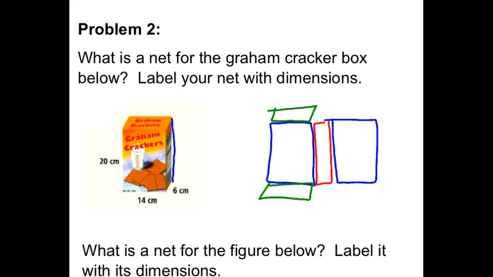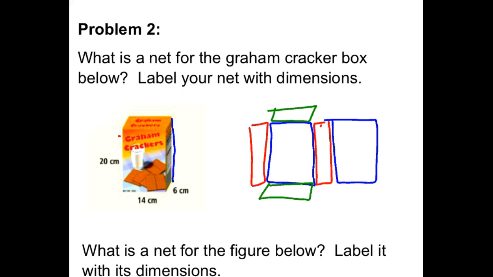So we have a top, a front, a bottom, and a back. But we also originally had the right side over here in red. Well, opposite the right side is also going to be the left side. And that's going to line up in our net. So our net should end up looking something like this.